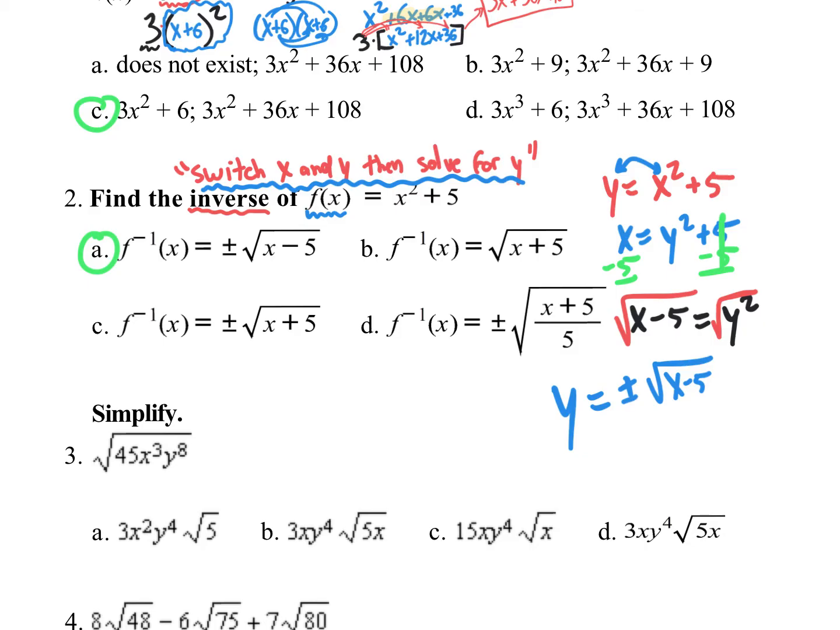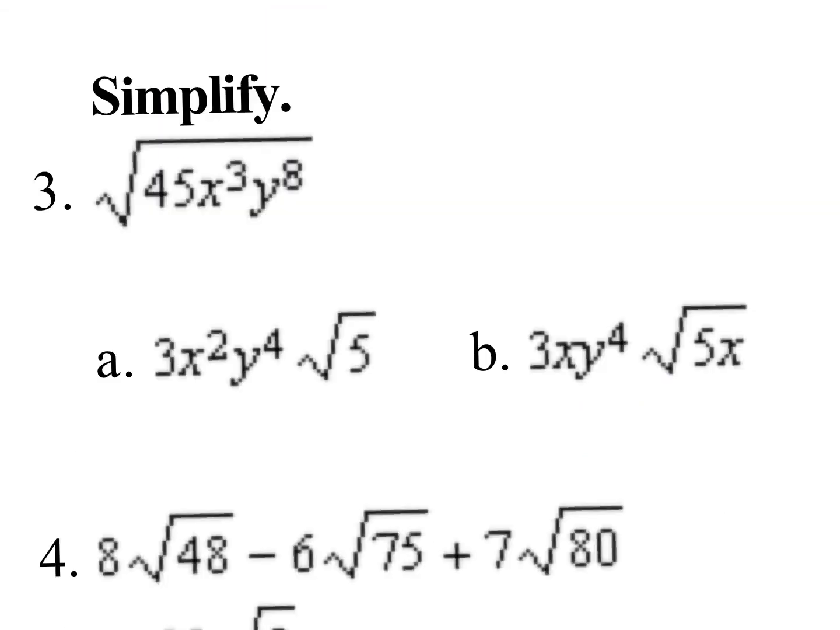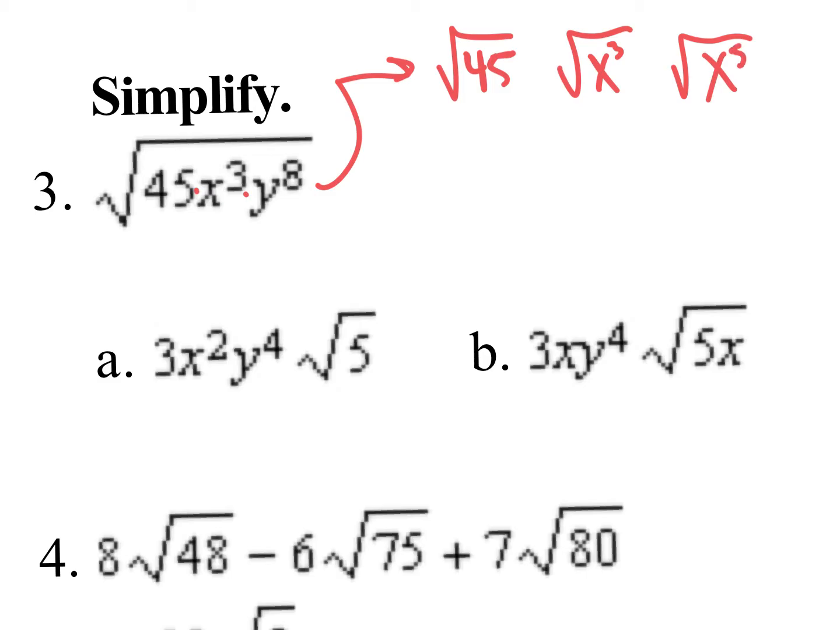Moving on, number 3. Of course, when we simplify radicals, what we need to do is rewrite whatever's being multiplied in here. We need to split the root to each of those items. So we have the square root of 45, we have the square root of x to the 3rd, and we have the square root of y to the 8th. Wait, y to the 8th, I'm sorry. Not x, that's just a y.